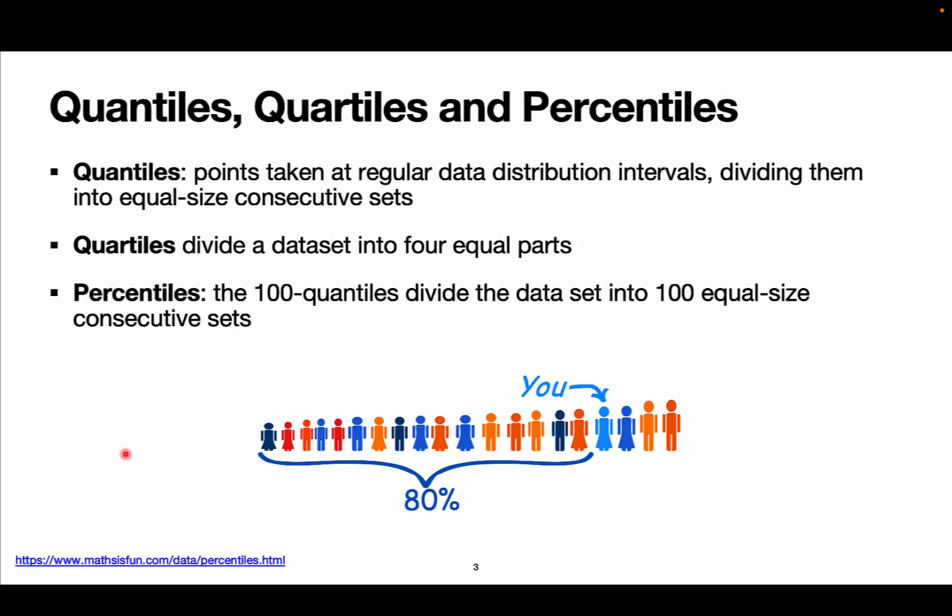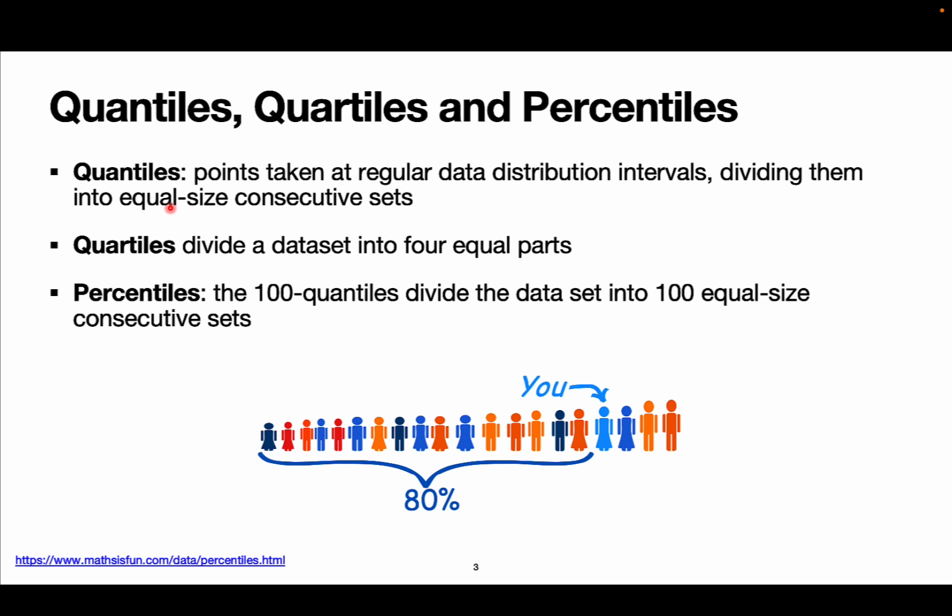Let me start by saying that these concepts, quantiles, quartiles, and percentiles, are typically explained in textbooks in the context of a normal distribution because it's familiar and easy to explain. However, these terms apply to any data distribution.